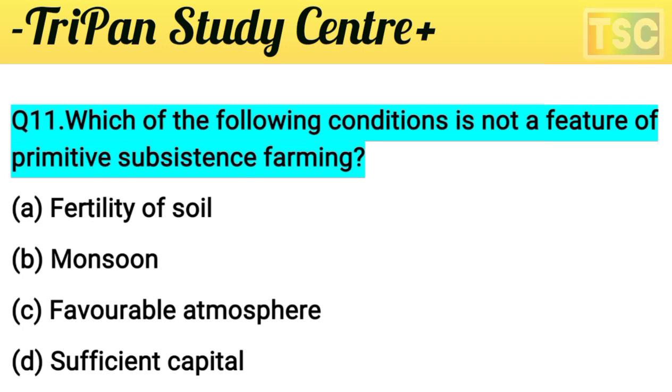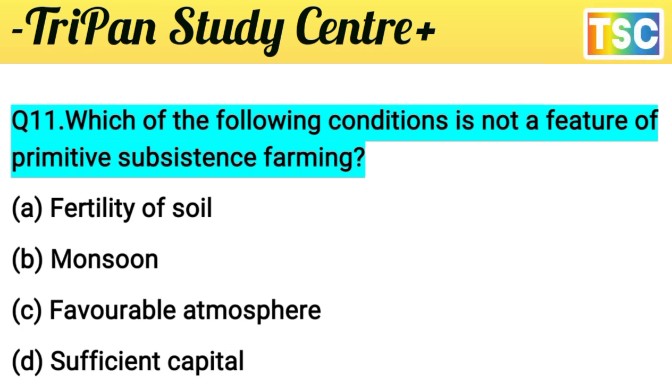Is the question understood? Which of the following conditions is not a feature of primitive subsistence farming? You know that it asks for a not-a-feature here, which means we need the exception. So A, fertility of soil, is applicable. That's right, but the question is asking for what is not a feature. Fertility of soil is a feature, so it is not the right answer. And monsoon is also important for this.